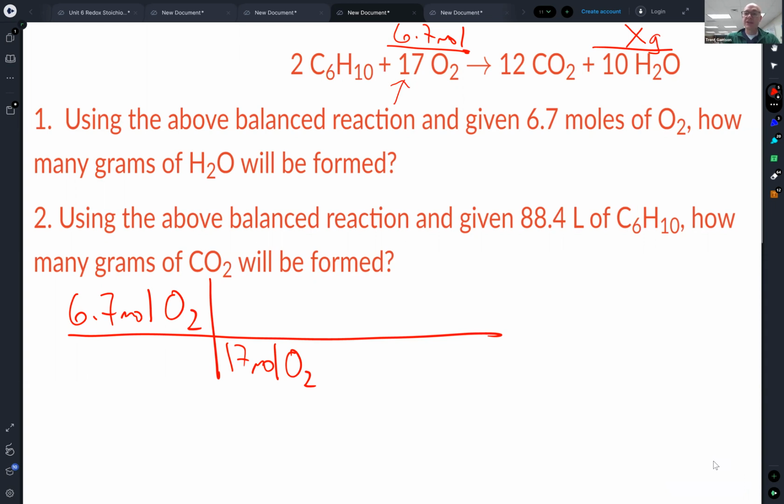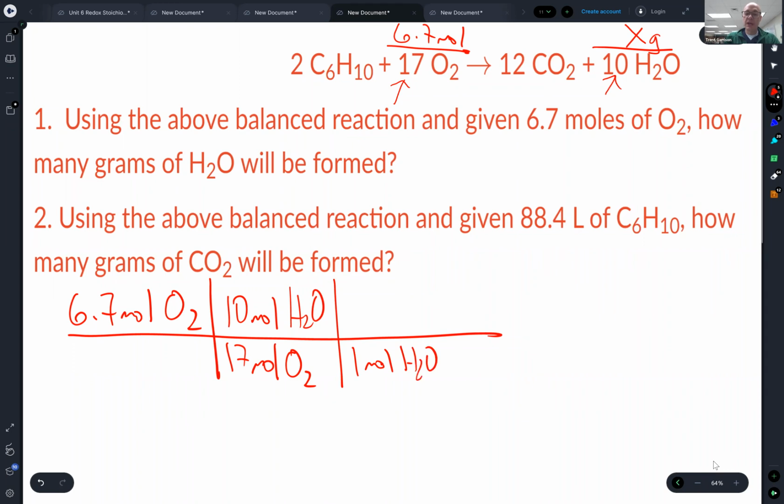Now, what I want to convert this into is grams of H2O. So I have to use the coefficient, the mole amount of H2O. But if I stop right there, I'm only going to solve for moles. So what I have to do now is say for every 1 mole of H2O, there are 18 grams of H2O. Now I have the process of converting from moles of O2 into moles of H2O into grams of H2O. So 6.7 multiplied across the top times 10 times 18 divided by 17, and we end up with 70.9 grams of H2O.